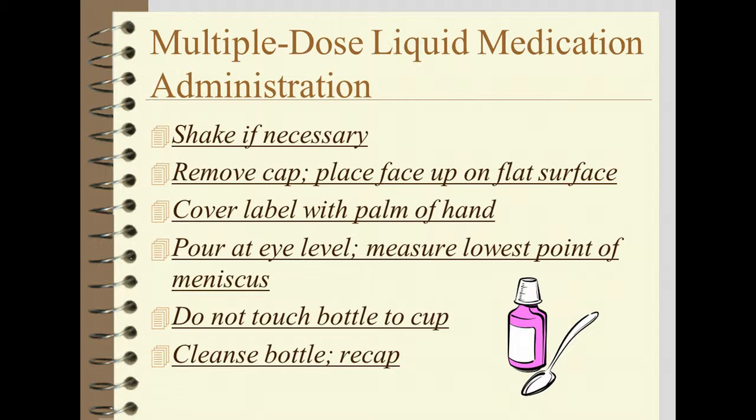Pour at eye level and measure at the lowest point of the meniscus, which is the lower curve of the liquid. Do not touch the bottle to the cup. And do cleanse the bottle before you recap if you have drips. If you overpoured, then you are to discard the extra. Do not return it back to the bottle. And page 533 in your skills book reviews the procedure that we just discussed.